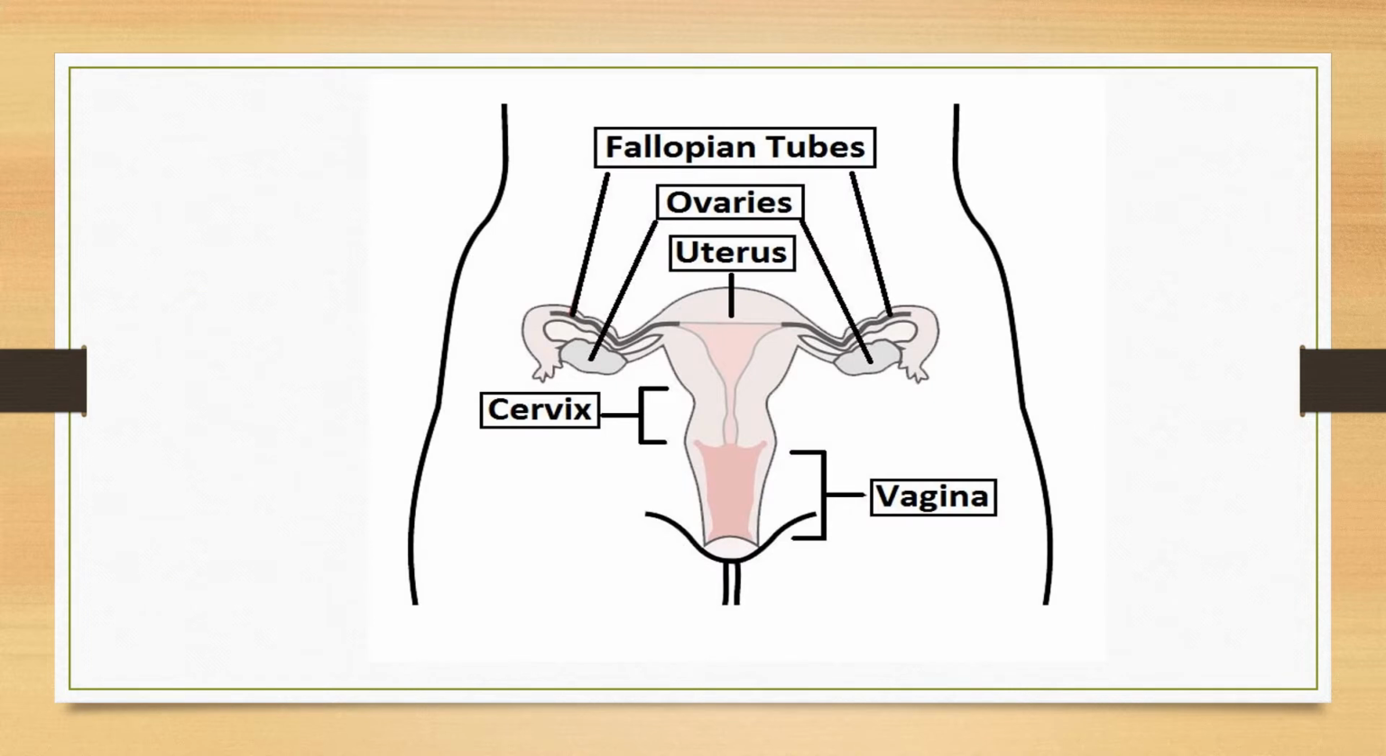This picture will tell you about the structures of the female reproductive system. Here you can see fallopian tubes on both sides, ovaries on both sides, uterus, cervix and vagina.